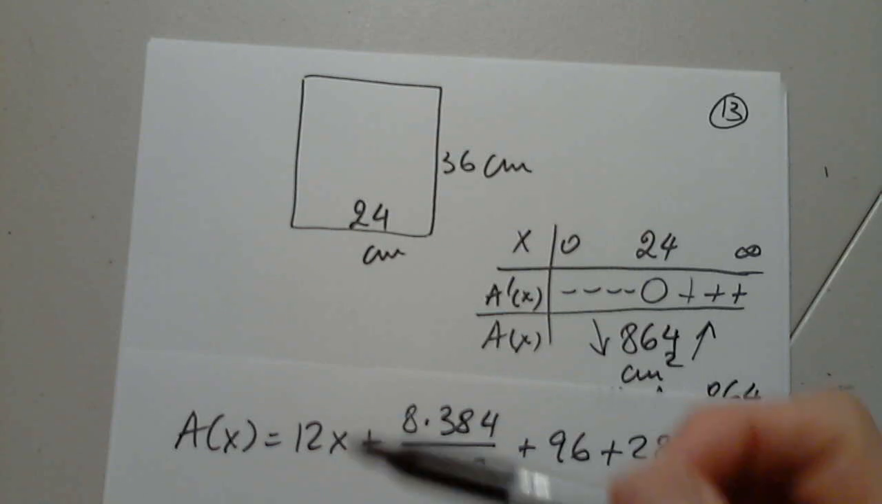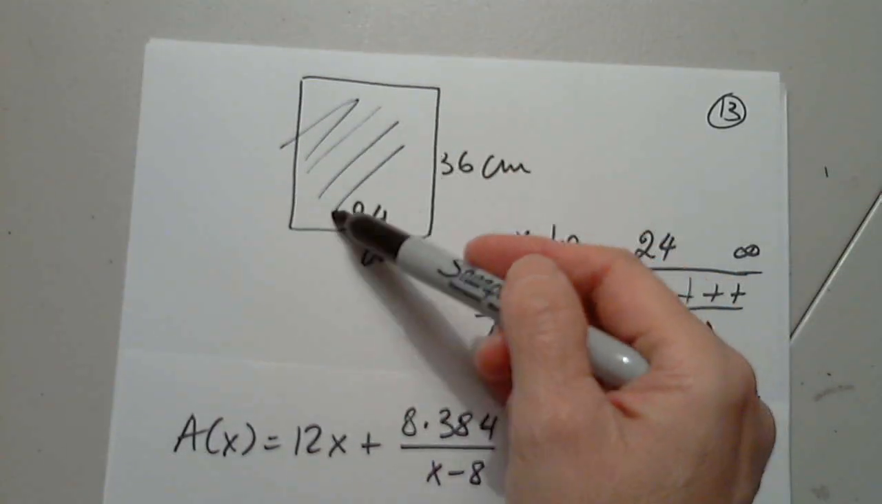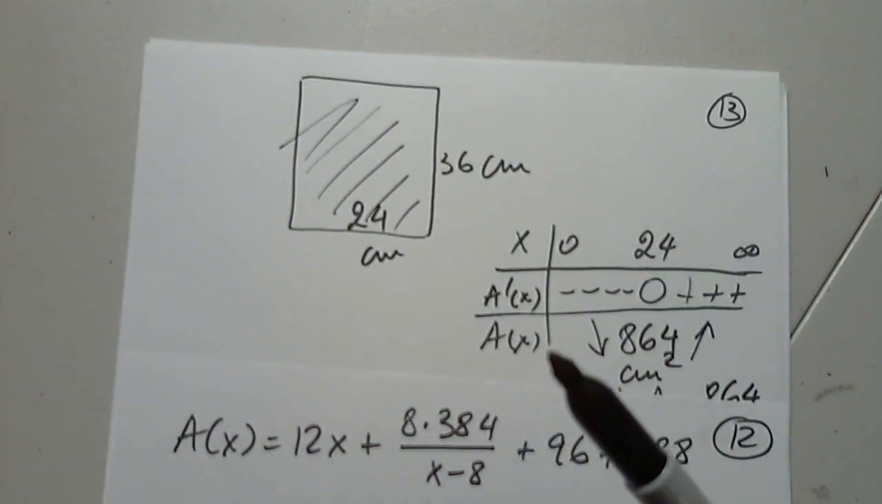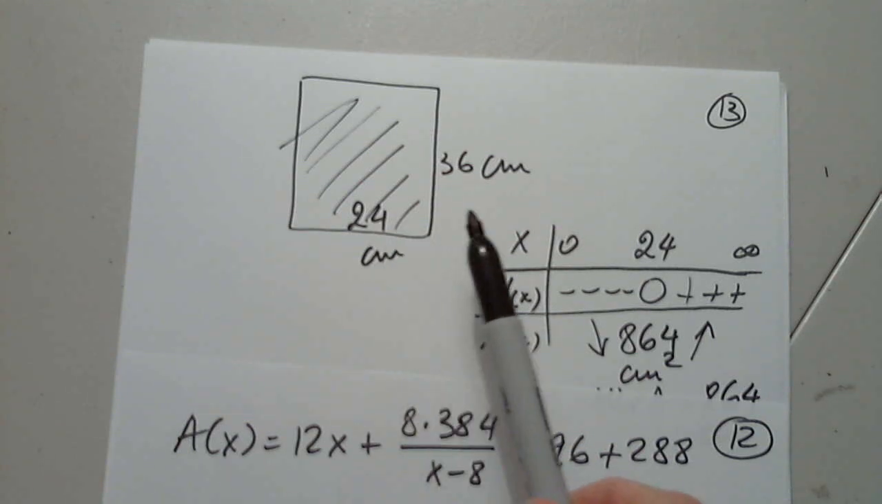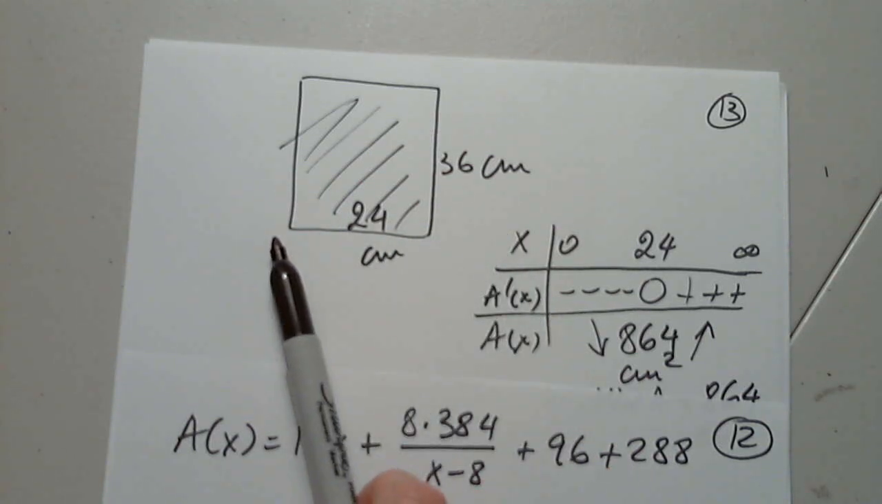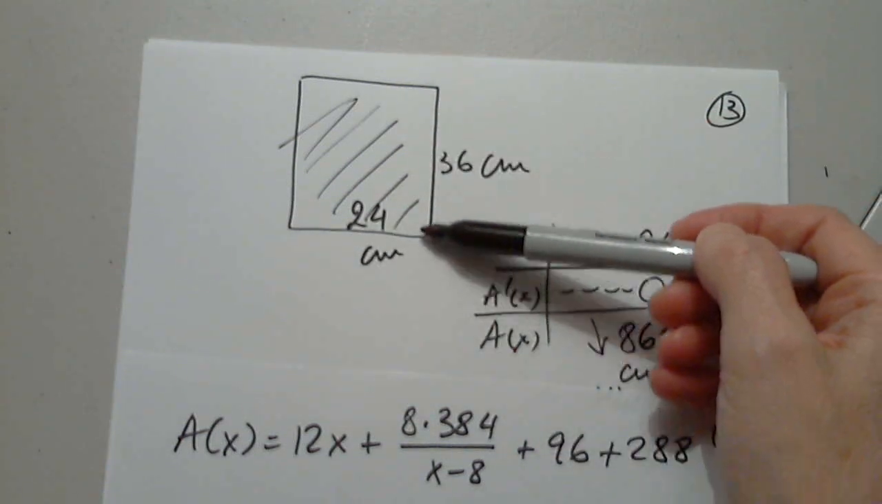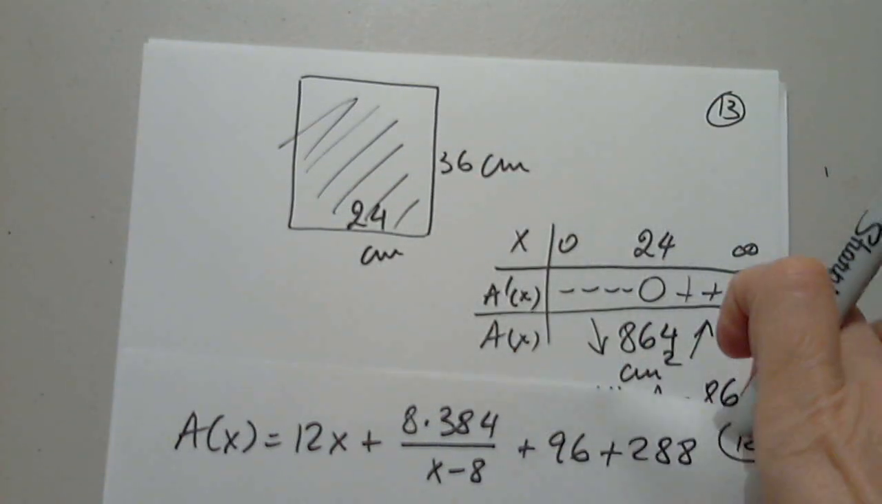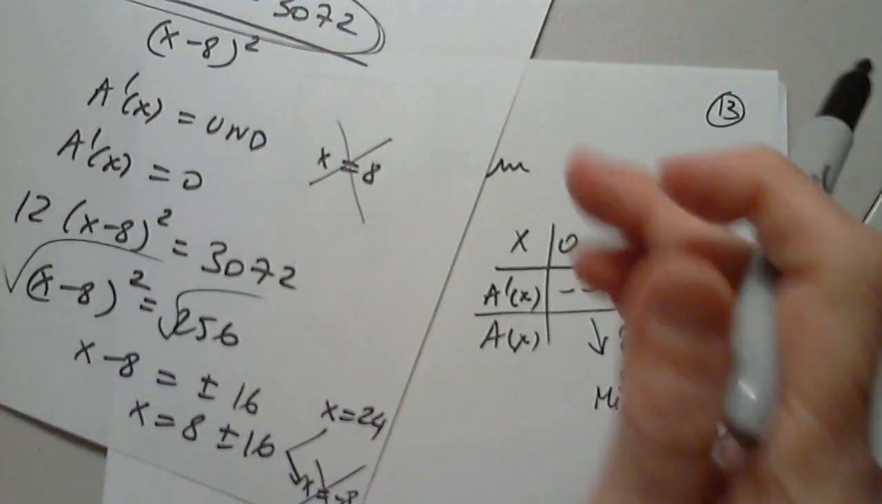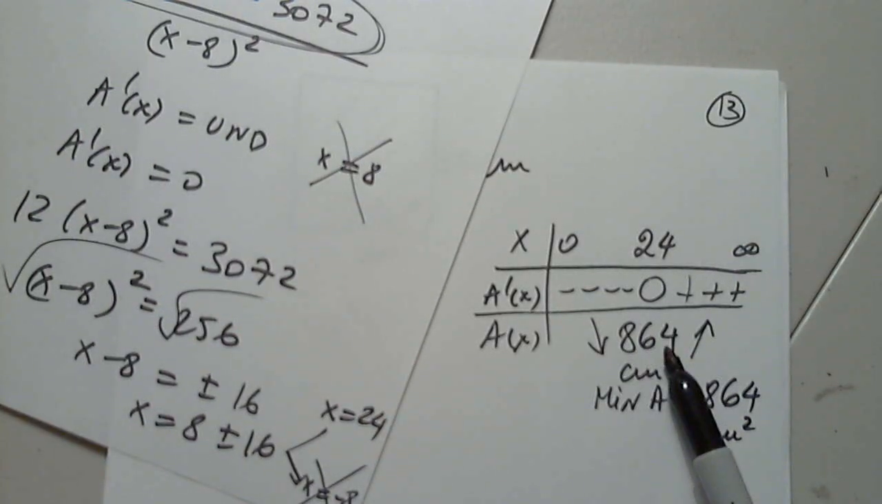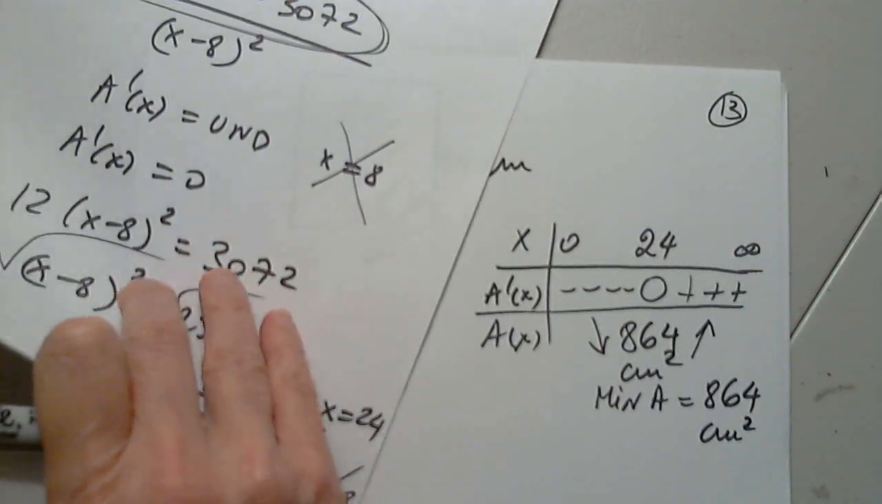So we determined the dimensions of the poster given the restrictions we had, and we figured out that the width was 24, or the base was 24, and the height was 36, and the minimum area was 864 centimeters squared.